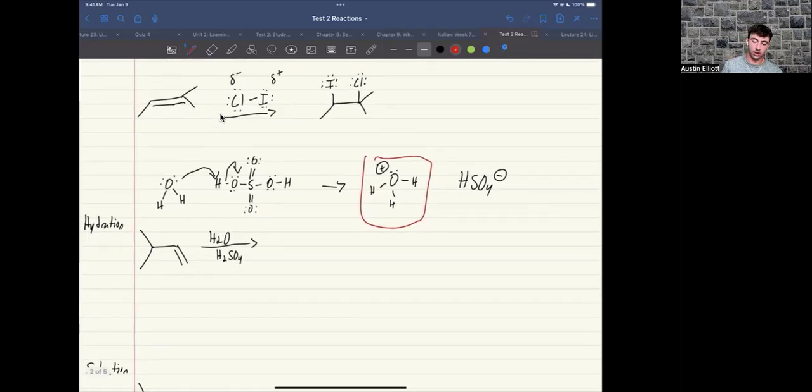So if we move down, now we have our hydronium ion, which we can draw in right here. It's going to work the same, so it's going to attack the hydrogen. We're going to return those electrons back to the oxygen, and it's going to give us this.